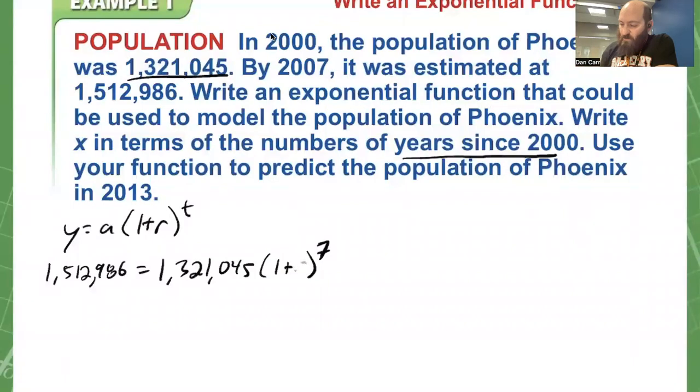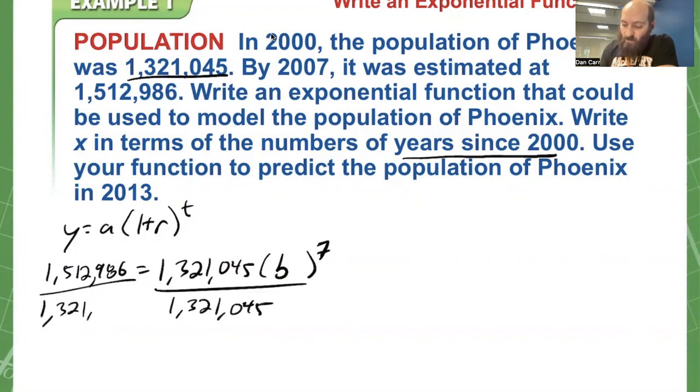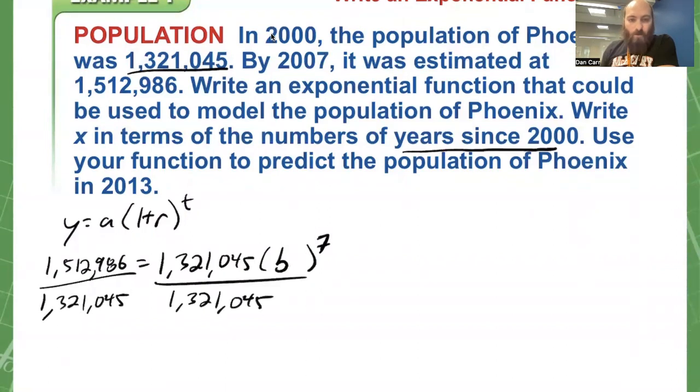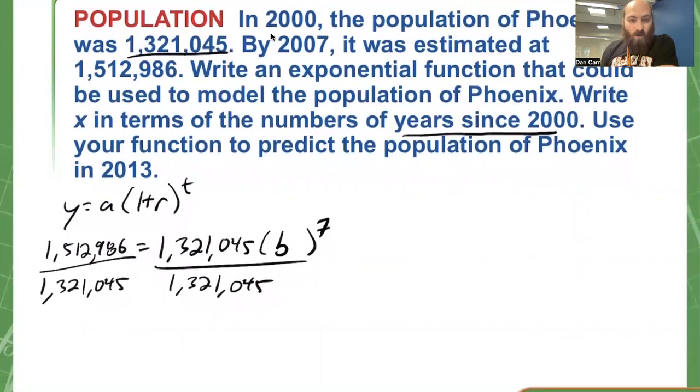Change it up a little bit. I'm actually going to, instead of 1 plus r, we're just going to call it the b value here. This is going to be the growth factor, but just recognize that it's still that 1 plus r idea. So we're going to divide both sides by 1,321,045. We do that, and we're going to get about 1.145. And that is equal to b to the 7th power.